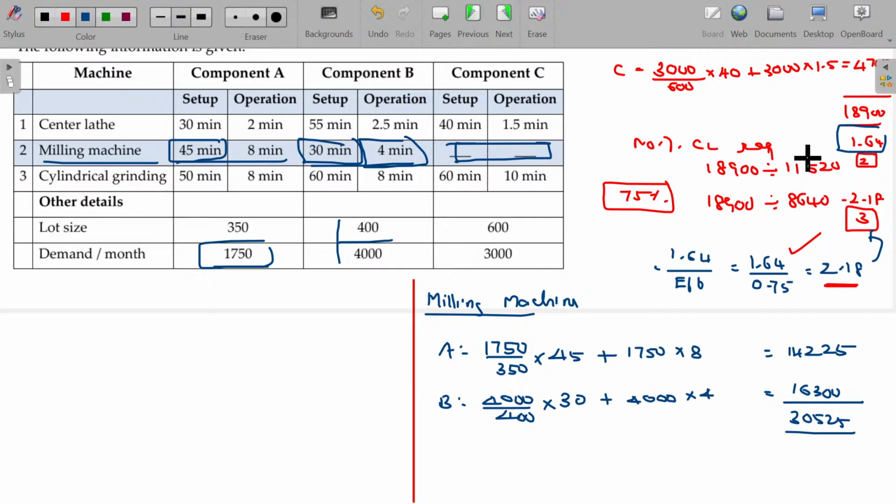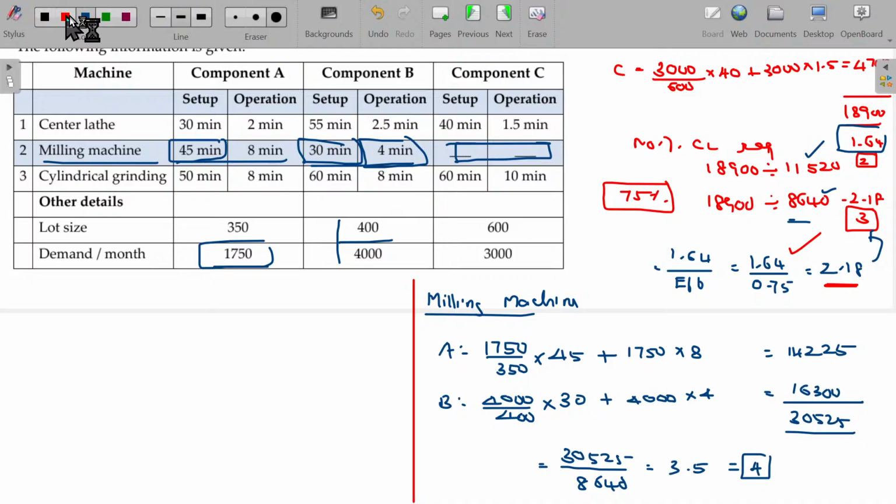And how many machines are in need? Every machine is capable of working for 11,520 without any inefficiency. With inefficiency, it will work only for 8,640. So 30,525 divided by productive hours available in this case being 8,640. Come on, find out the number of milling machines required. 3.5, round up to the next higher number.